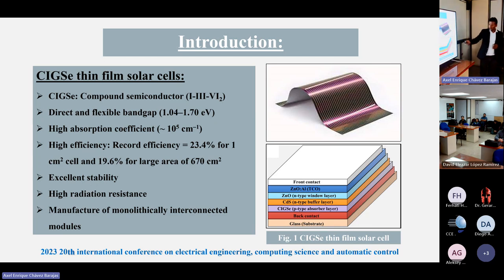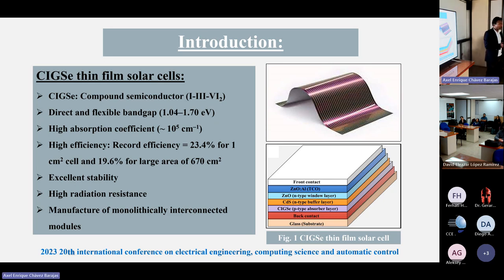For the structure of the solar cell, in figure one you can see it contains the glass substrate, the back contact, where normally molybdenum is used as the back contact to collect the charge carriers, and the CIGS absorber layer, where the photons are absorbed. Then after that the CdS, called the buffer layer, which also forms the p-n junction with the CIGS layer and helps pass the photons towards the CIGS absorber layer.